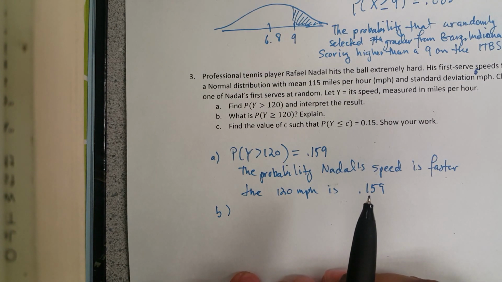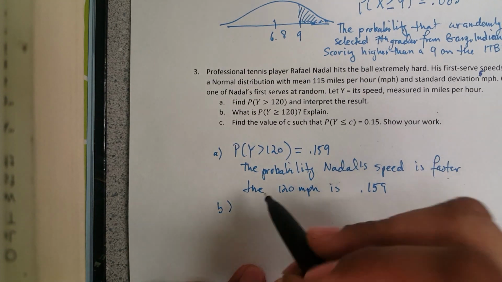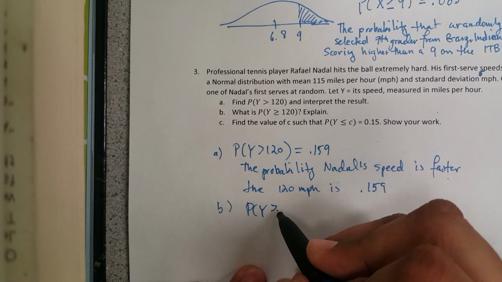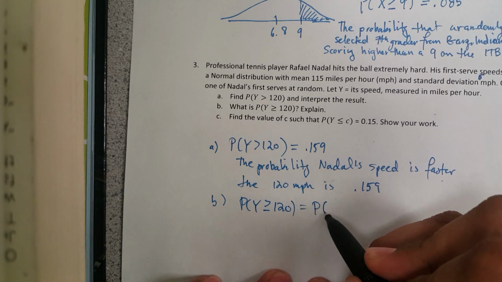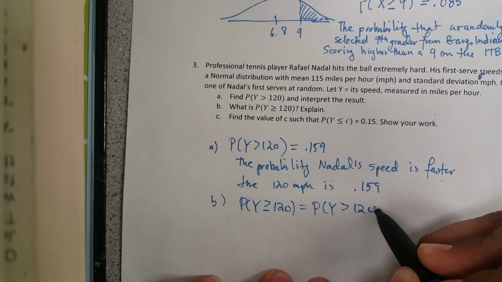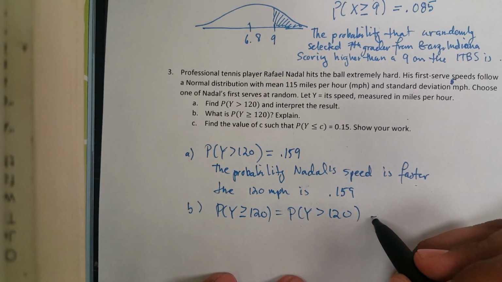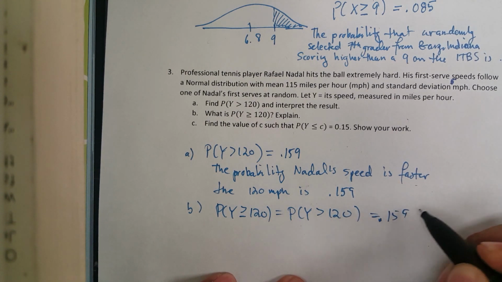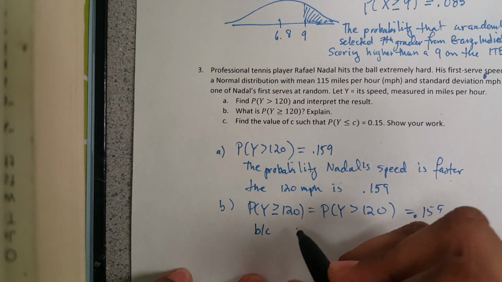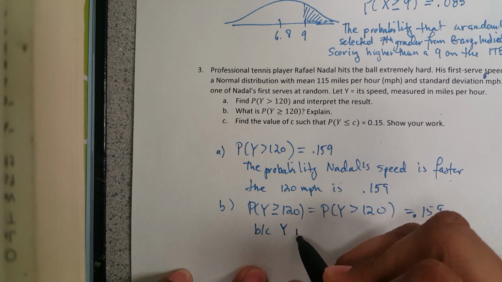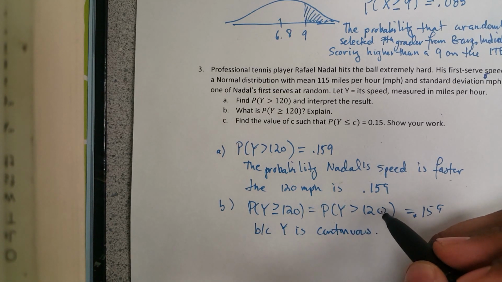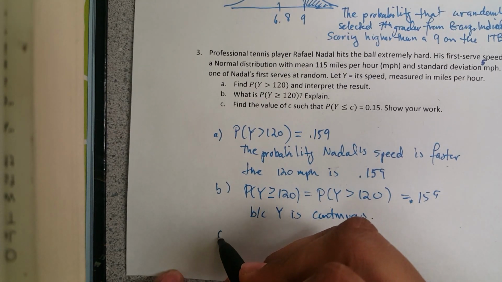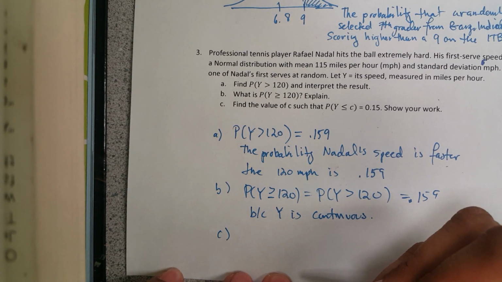So it says, what is the probability of this speed being greater than or equal to 120? So we know, because it's continuous, that this is also going to be equal to the probability that it's just greater than 120, which is 0.15, because, here's our justification, because y is continuous. Okay, simple as that.